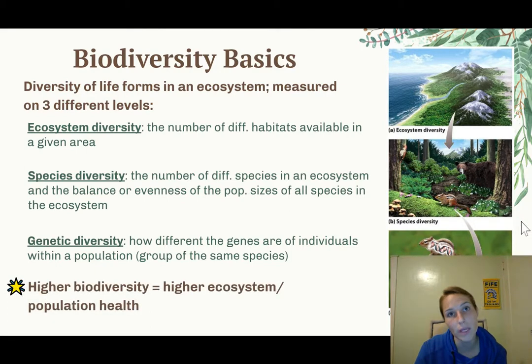Now, the important thing to remember with biodiversity is that the higher biodiversity we have, we're going to have a higher health of the ecosystem and that population. So high biodiversity means higher health. And we'll dive into the reasoning behind that throughout these notes.